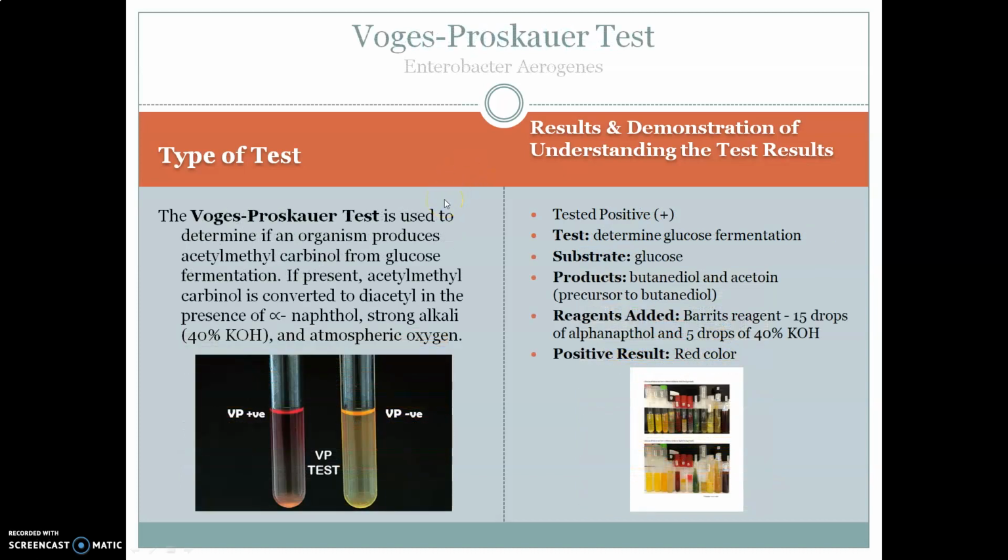The next test I looked at was the Voges-Proskauer test. This test is used to determine if an organism produces acetylmethylcarbinol from glucose fermentation. My unknown tested positive for this. The substrate is glucose. The product is butanediol and acetoin, which is the precursor to this butanediol. The positive result shows a red color.